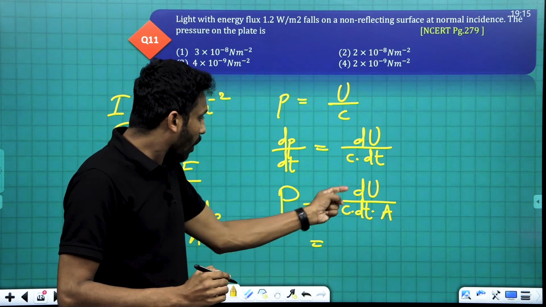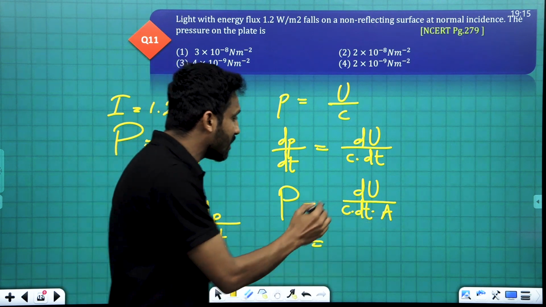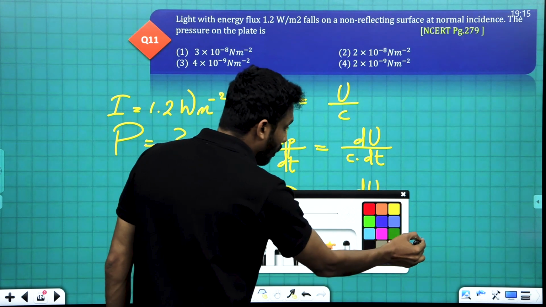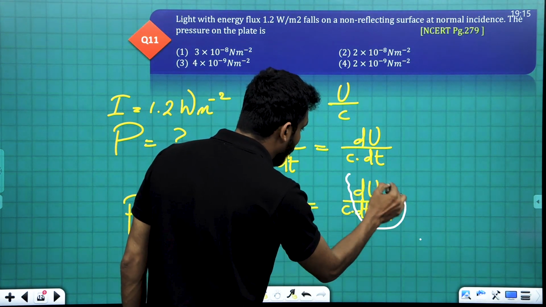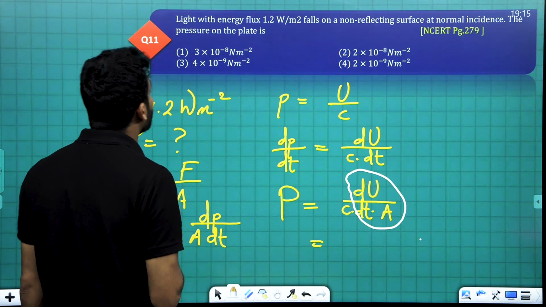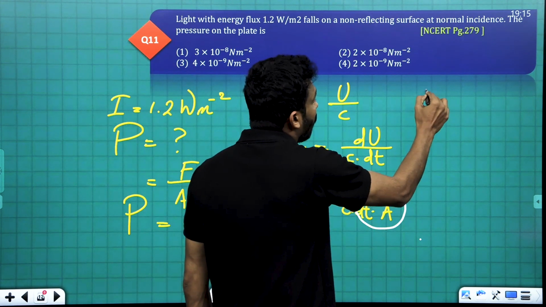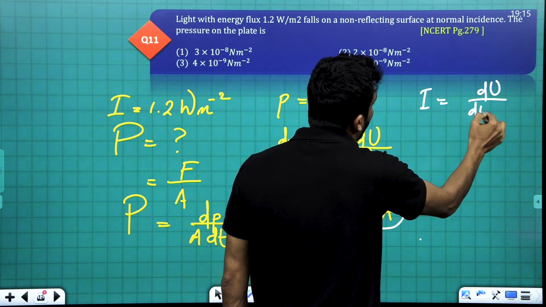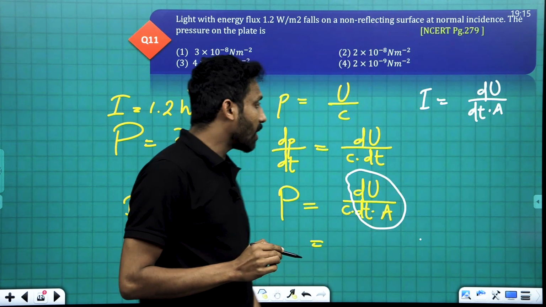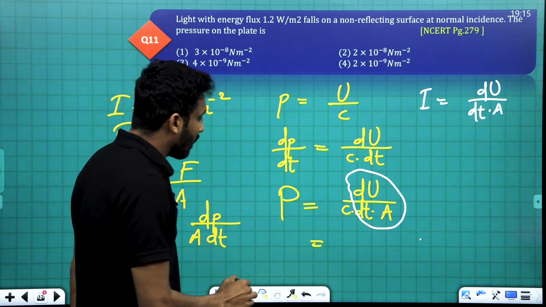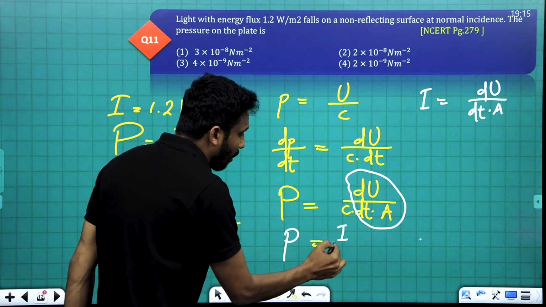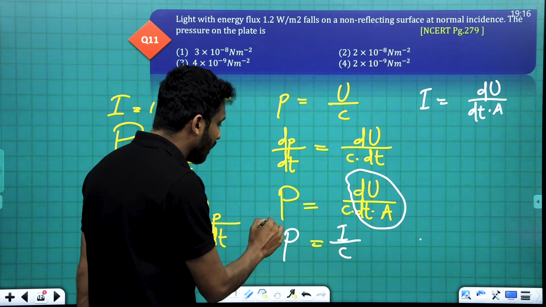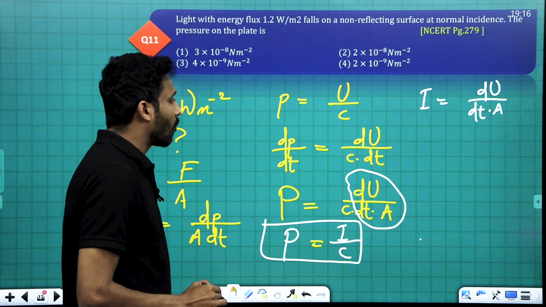What is dU by dt by area? This quantity you know. This is nothing but the intensity, the wave intensity. That is the energy divided by time divided by area. Clear? So the pressure exerted by the electromagnetic wave is intensity divided by c. You can study this formula.